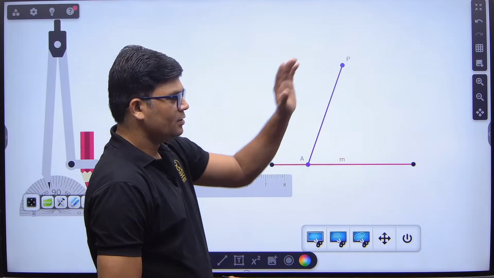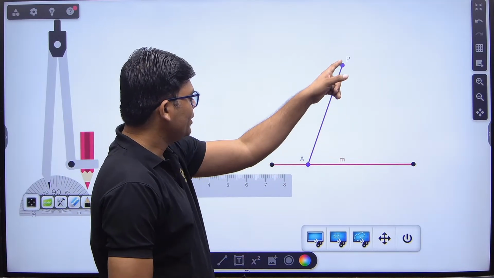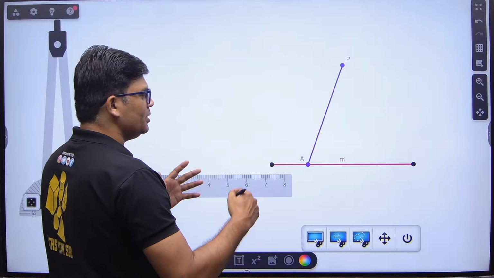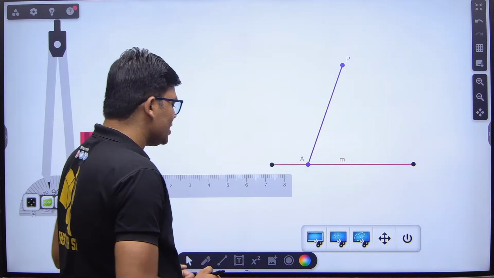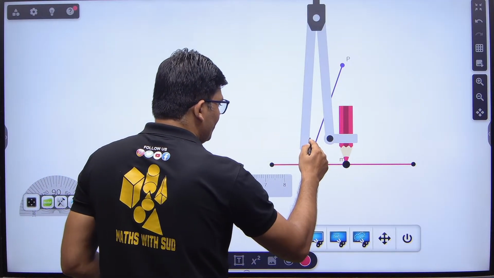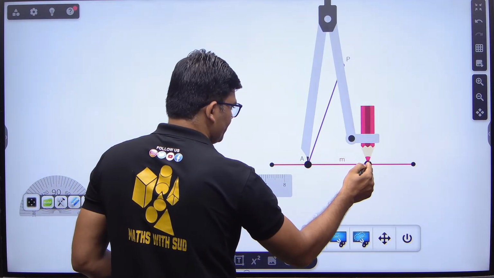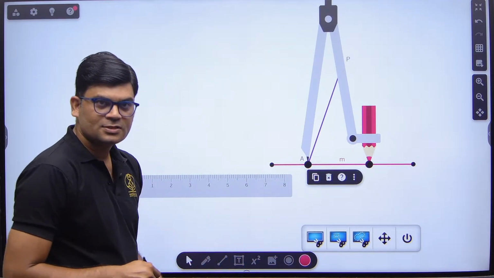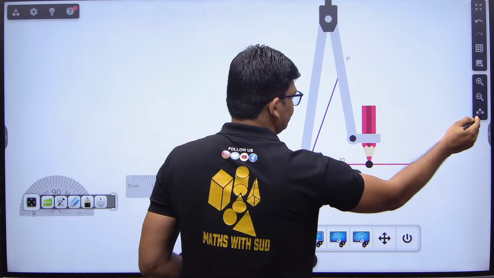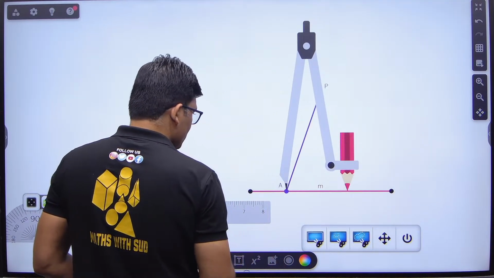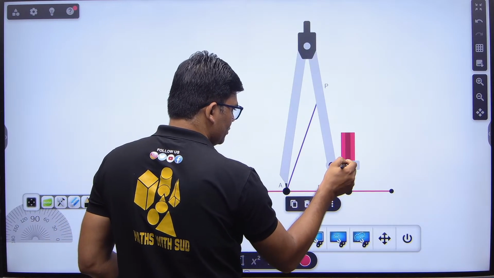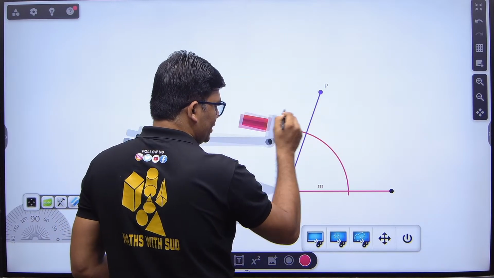So A and P, I have joined P to this line M, and let AP be the transversal. I have made AP a transversal. Now what we need to do is, with the help of this compass, I am going to draw an arc. So you can see that I am drawing an arc.